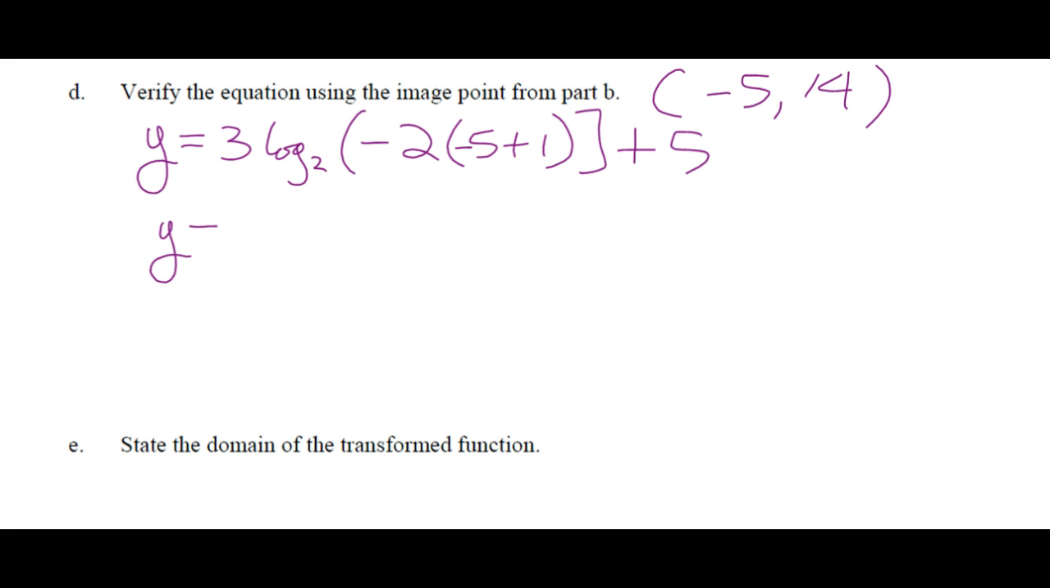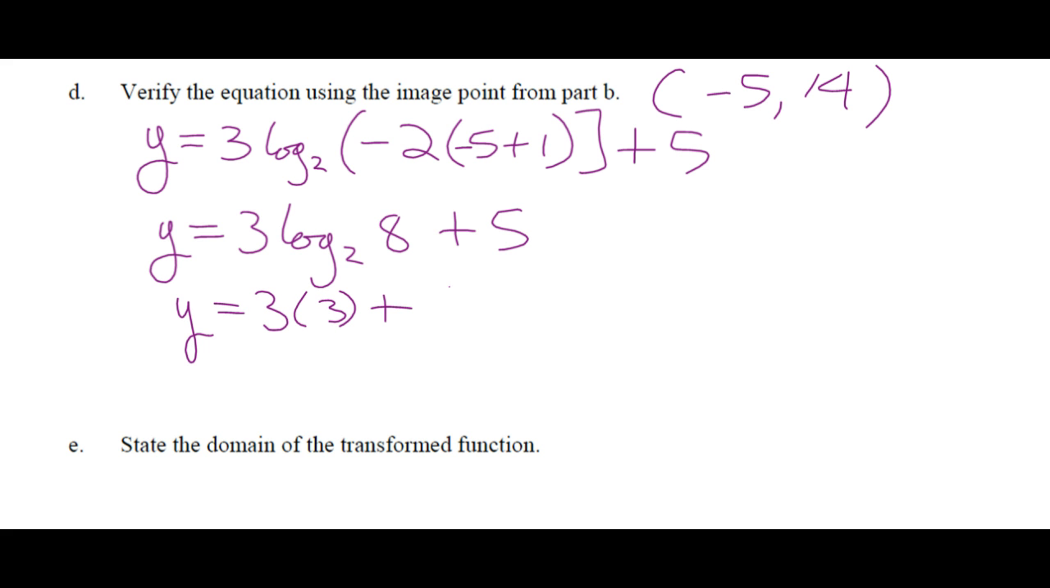Okay, so all we've got to do is evaluate this. y is equal to 3 times log base 2 of -2 times (-5 plus 1). So -5 plus 1 is -4, times -2 is +8. That value has to be positive. You cannot do log base 2 of a negative. Log base 2 of 8: 2 to the what gives me 8? 2 cubed, 2 to the 3. So log base 2 of 8 is 3, and 3 times 3 plus 5 gives us 14. And y is equal to 14, and that checks. That's the value we expected to get out.